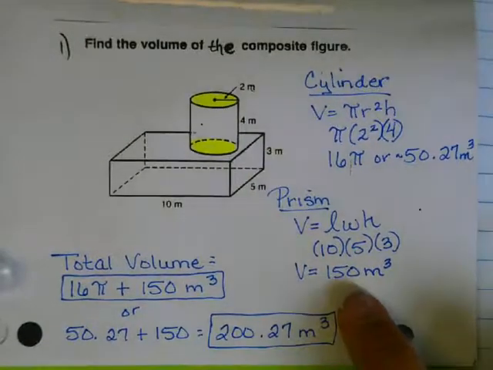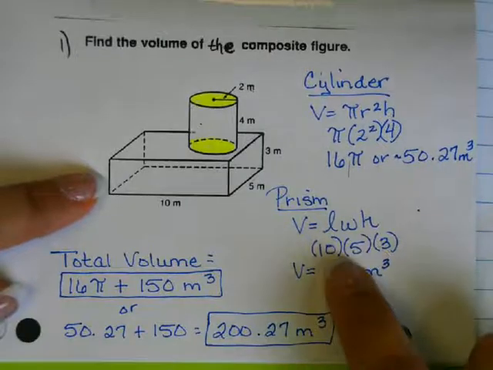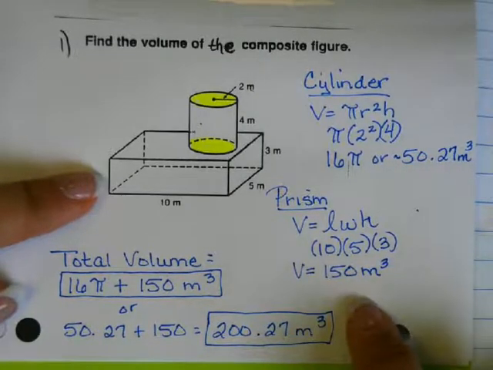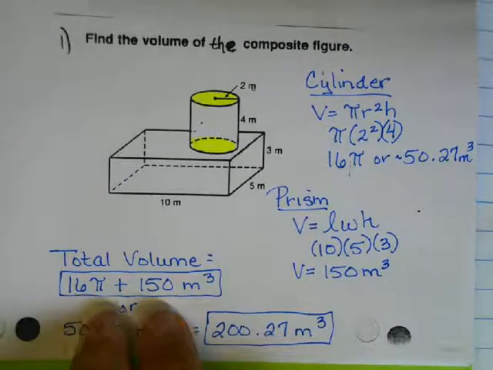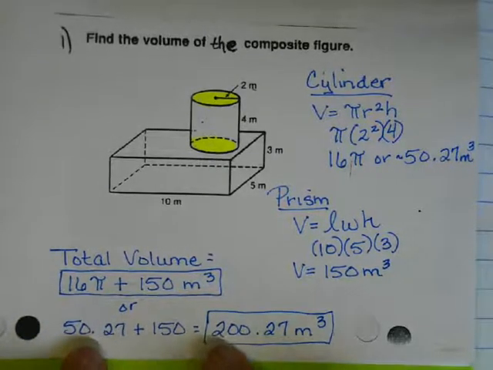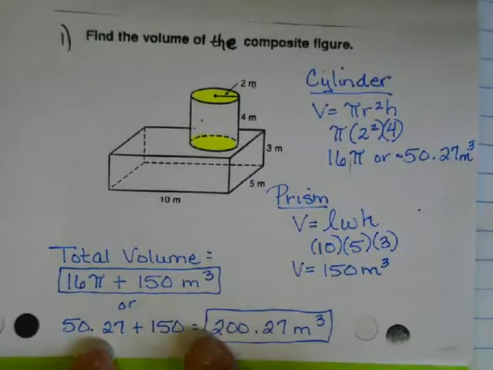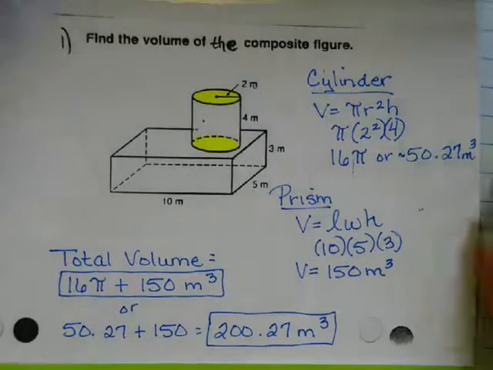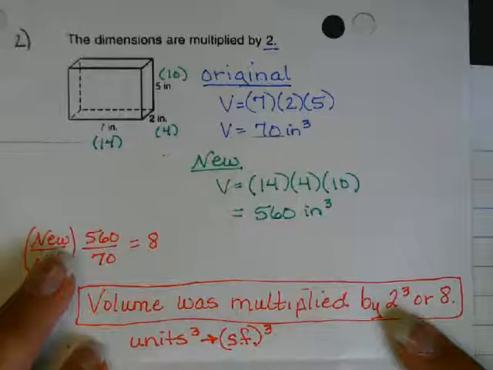And then when you do the prism, this is a rectangular prism, so you can use length times width times height, multiply them all together, and find your volume, which is 150 meters cubed. You add them together. If they want an exact answer, this is your answer, 16 pi plus 150 meters cubed. Or if they want it rounded or an about answer, you go ahead and multiply this out to a decimal, add them together, and you get 200.27 meters cubed. And you're right, I should have put a squiggle in front of that. I'll have to fix that one. Okay. Then on this one, this is where we're going to start working with dimension changes.